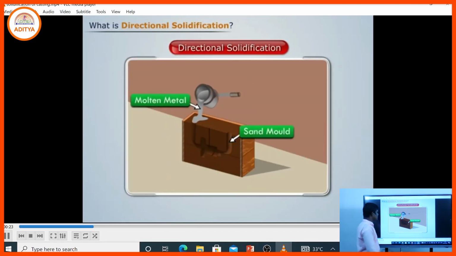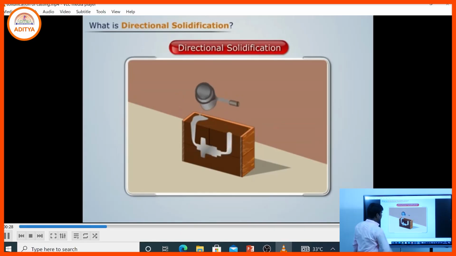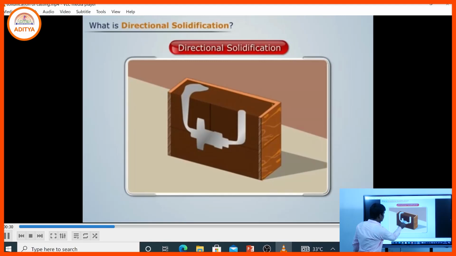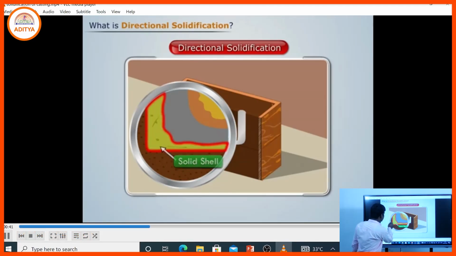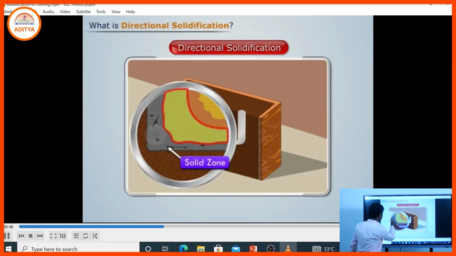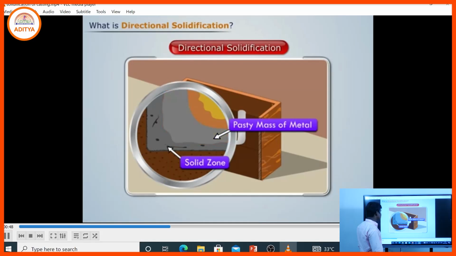In directional solidification, that is the mold cavity, and the molten metal is poured through the gating system. Finally it comes to that particular mold cavity. If we magnify, that is the solid metal. Once started, more heat will be extracted through the mold surface. Then it will start the solidification. That is the solid zone. That is the pasty mass of the metal, meaning the liquid phase is maintained, a pasty mass of the metal.